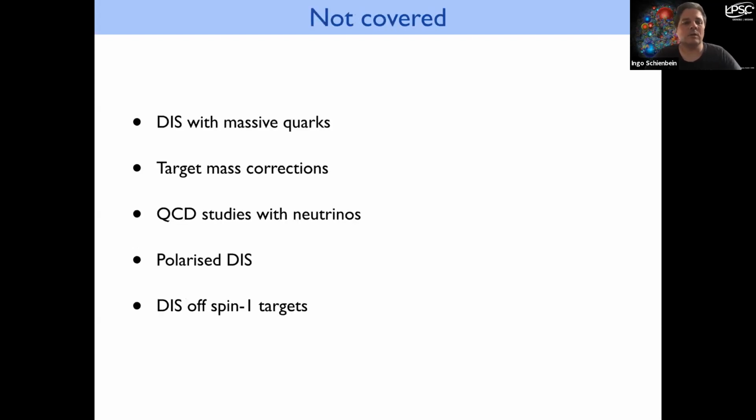I will not cover certain interesting topics, for example how to do deep inelastic scattering including massive quarks or target mass corrections, and QCD studies with neutrinos. I will not cover polarized deep inelastic scattering, and also an interesting topic in principle in view of the electron-ion collider: what happens if we have targets of spin 1 or even bigger, compared to deep inelastic scattering of protons, which are spin 1/2 targets. All this I won't have time to cover.